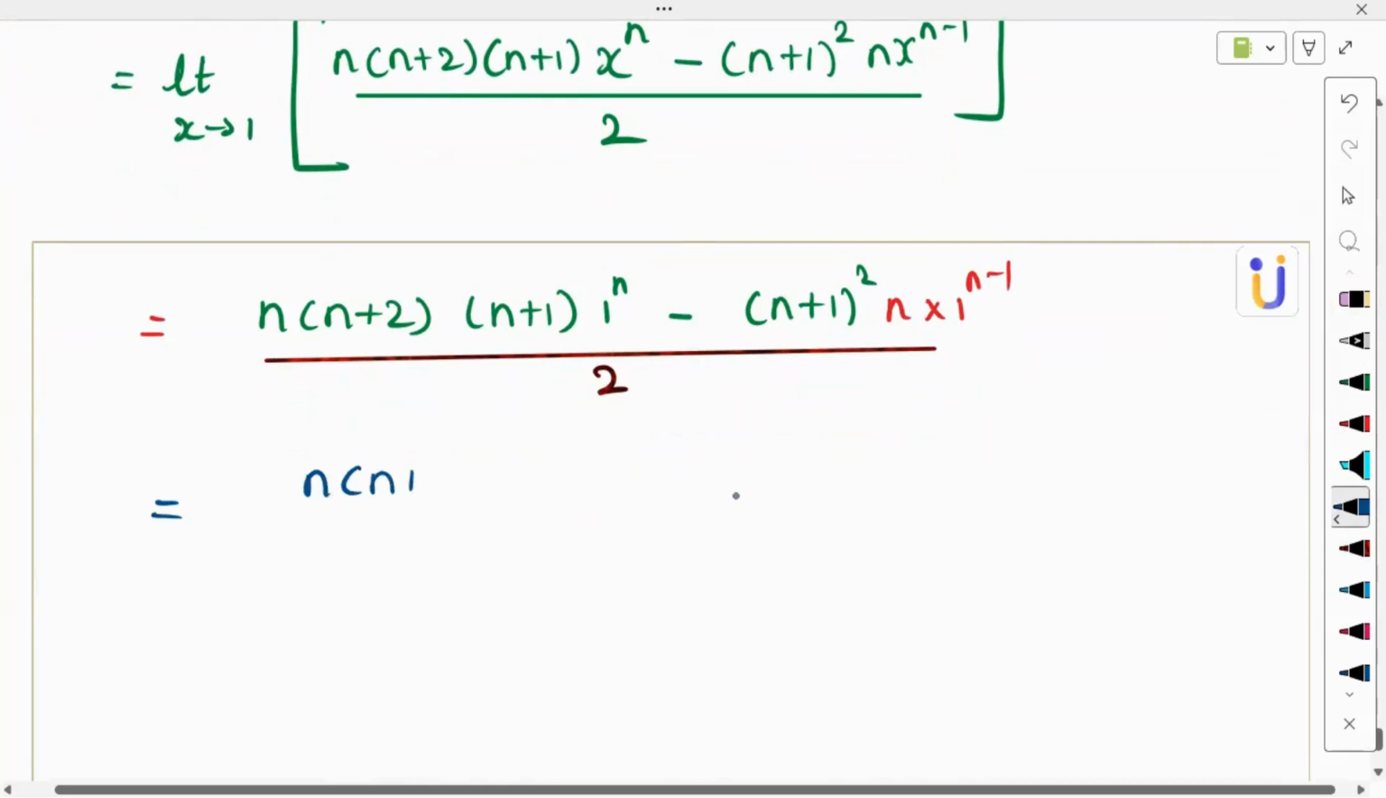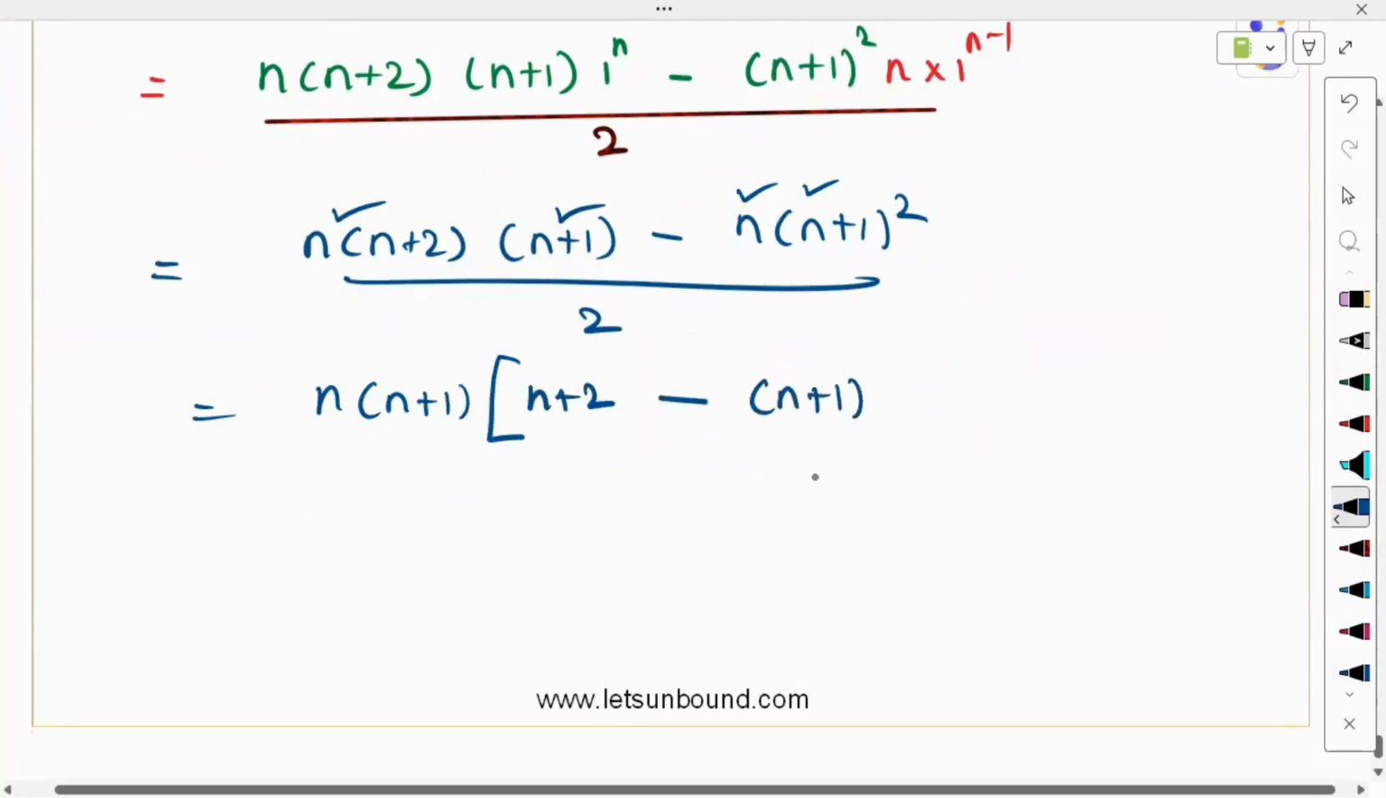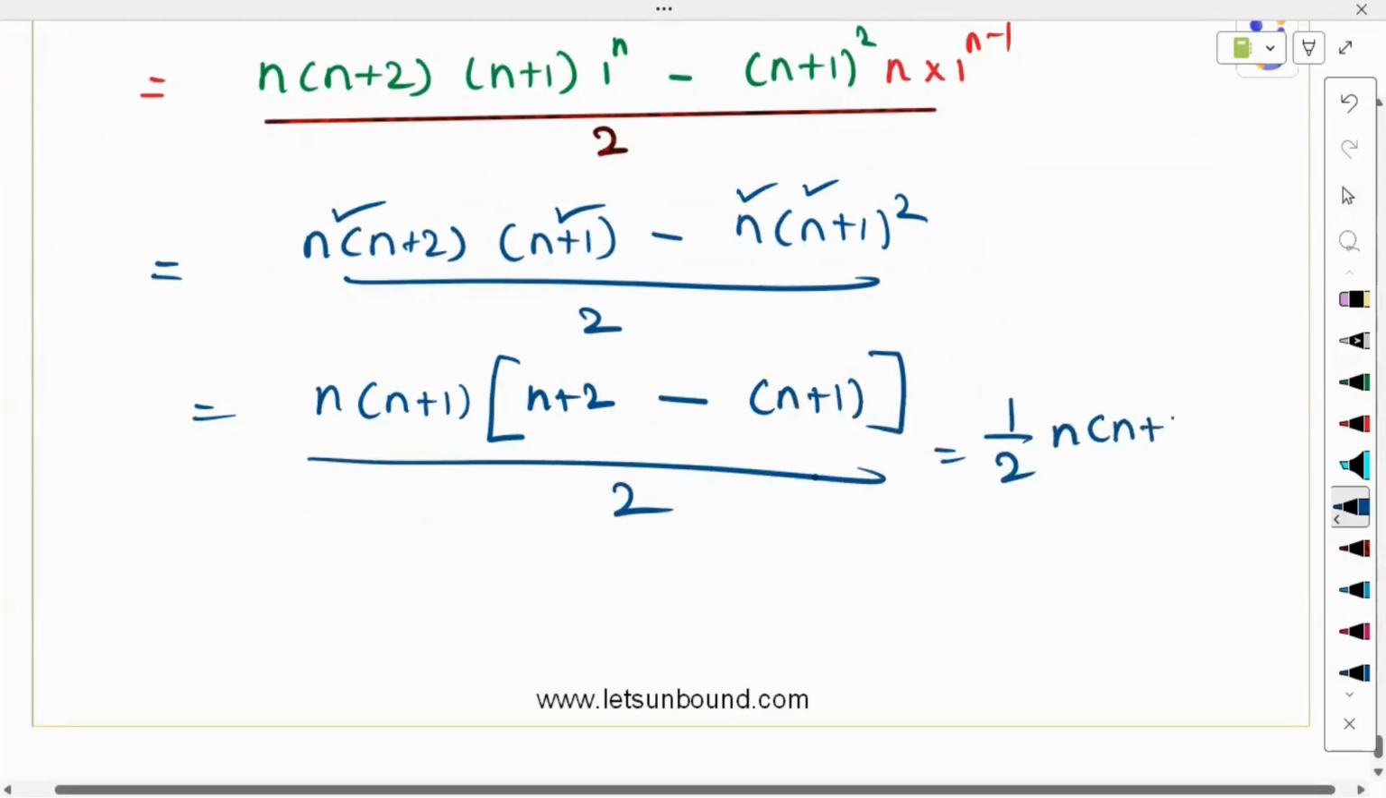Okay, so n into n plus 2 into n plus 1 minus n into n plus 1 the whole square by 2. Let's take what we can take common from the numerator, n and n plus 1. Take it out. And I will have n plus 2 in the first part. In second part, a minus of n plus 1 divided by 2. And you will get half into n plus 1. Here, the bracketing will become 1. N plus 2 minus n minus 1. And minus n cancel. 2 minus 1 is 1.